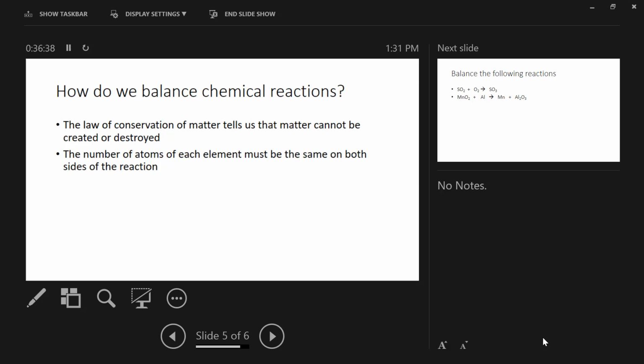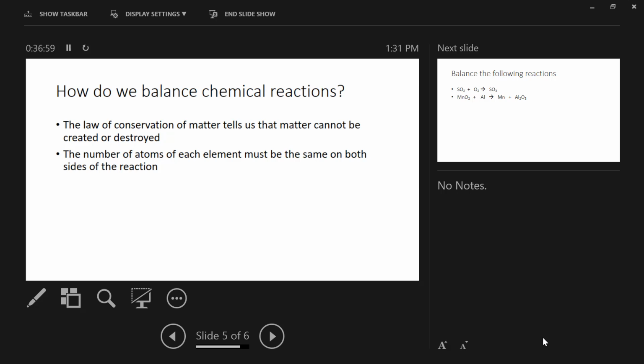So if we have 5 atoms of oxygen on the left, we better have 5 atoms of oxygen on the right. Yeah? Is that excluding nuclear? Yeah, right. Nuclear reactions get a little bit interesting because there we have an unstable atom that breaks down into a different type of atom. It breaks down into a different element.